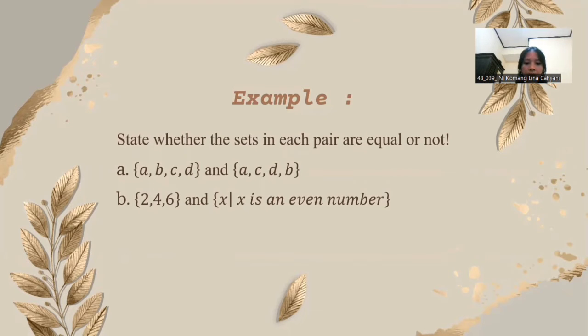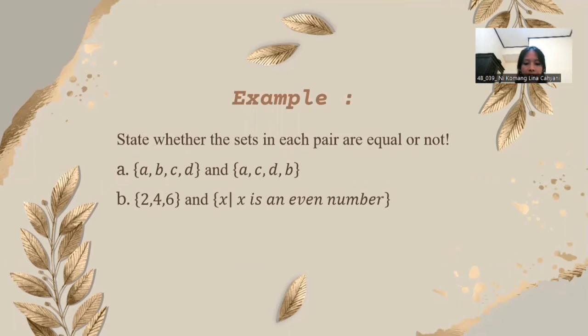So in the first set, we have the element A, which is in the second set. We have the element B, which is also in the second set. We have the element C, which is in the second set, and last we have the element D, which is in the second set. So all the elements of the first set are in the second set. Now we go the other way around.